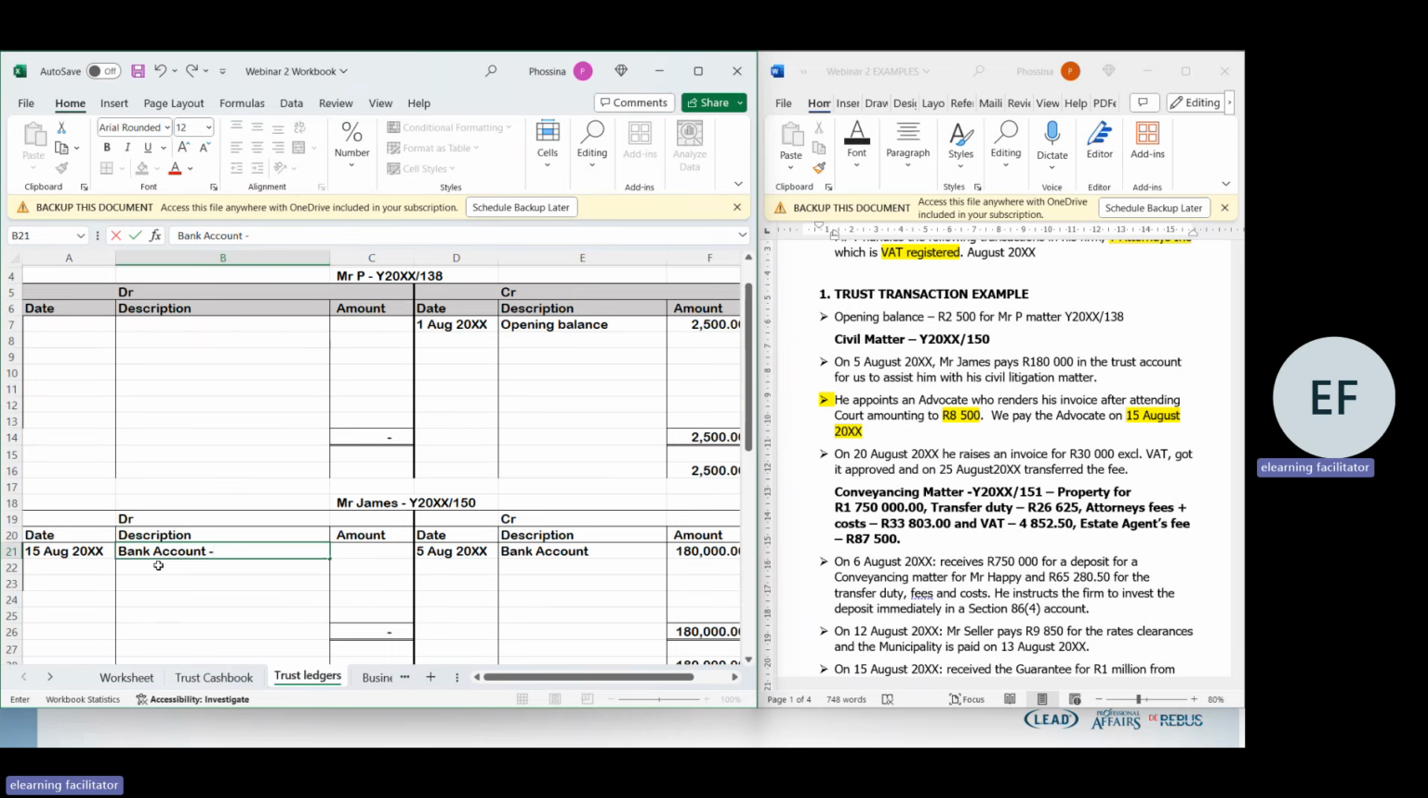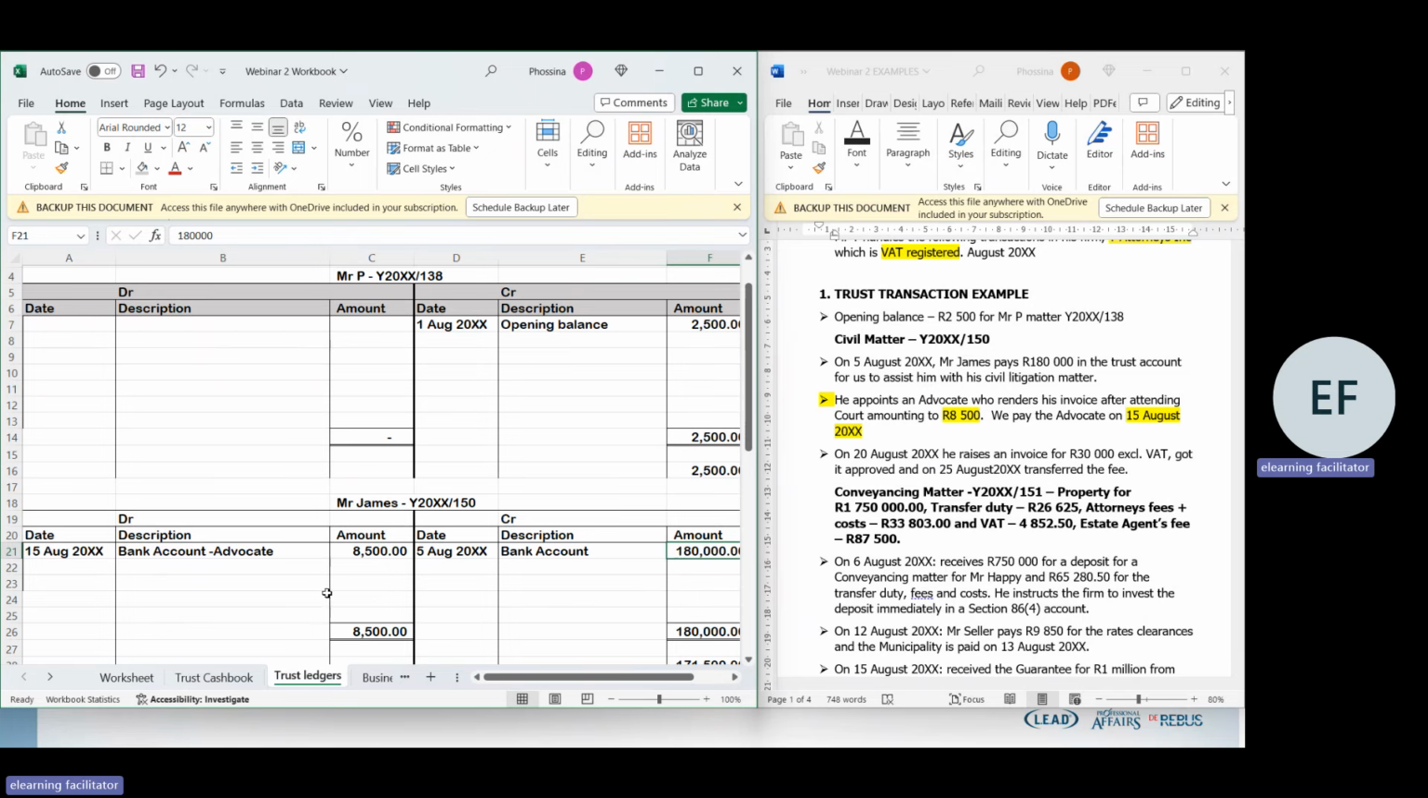Okay, and our will indicate then it's advocate. And if it's a lot of advocates, you can then specify the surname. Okay, so in this case, we received 180,000, and already we have instructed and we're given an invoice.